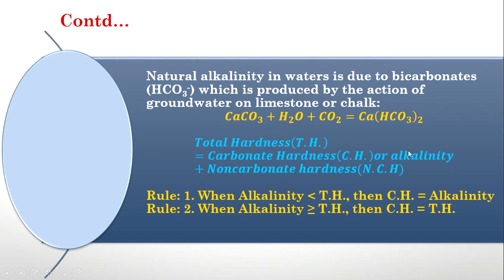Carbonate hardness can sometimes be called alkalinity, though not always. There are two rules for that. When the alkalinity of water is less than total hardness, then carbonate hardness is equal to alkalinity. When the alkalinity is greater than or equal to total hardness, then carbonate hardness is equal to total hardness. So this is a logical thing. You have to read it twice to get this idea.